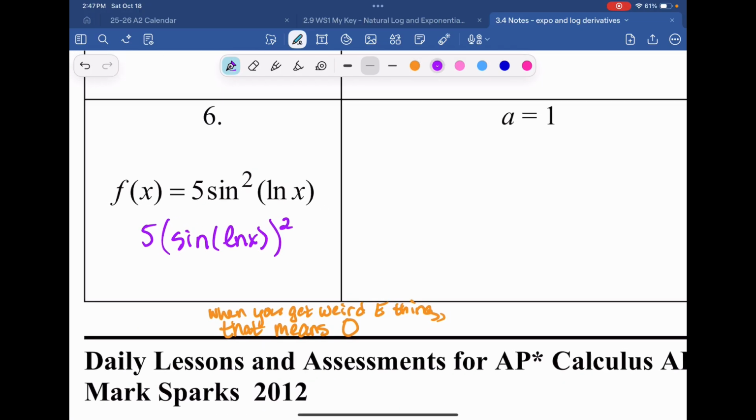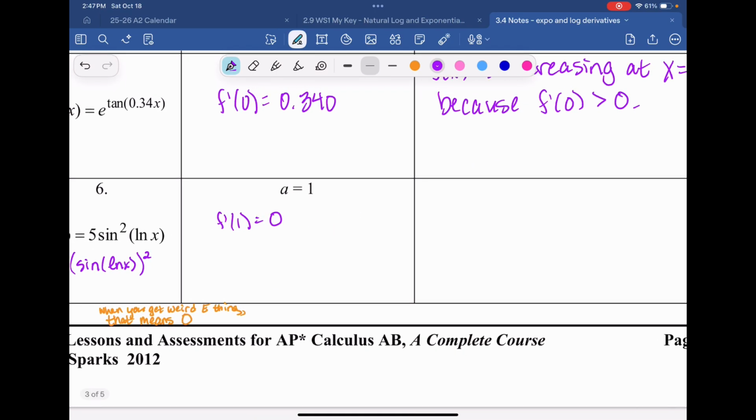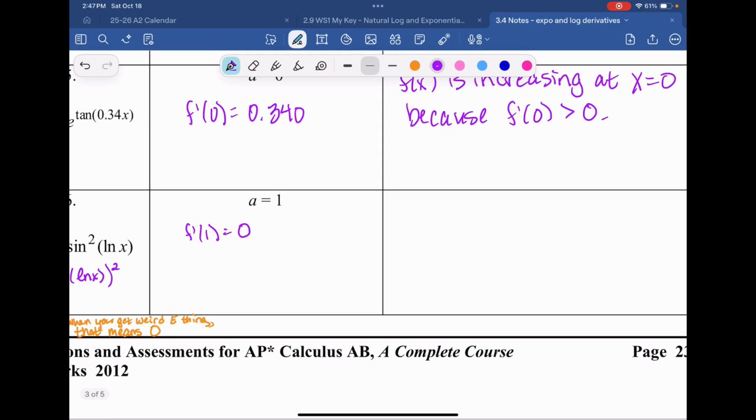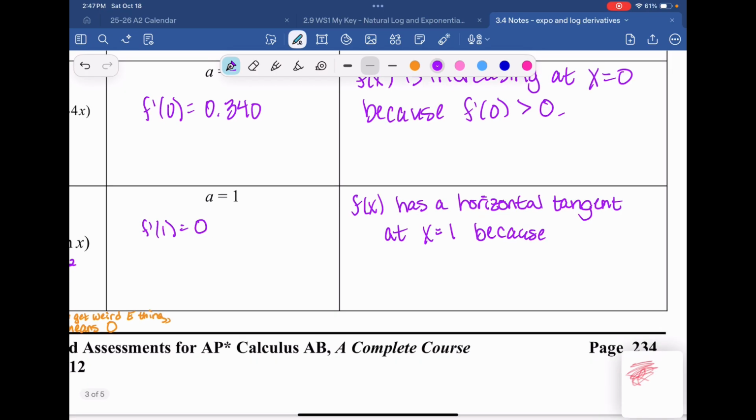Okay, so f prime of 1 equals 0. Since the derivative at 1 equals 0, then f of x must have a horizontal tangent, because f prime of 1 equals 0.